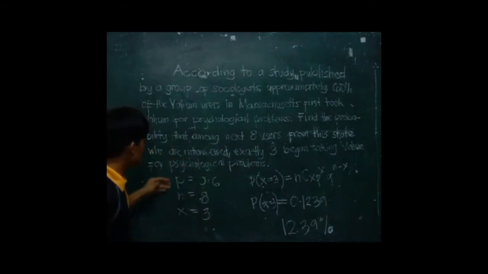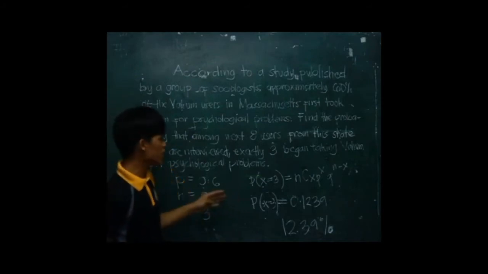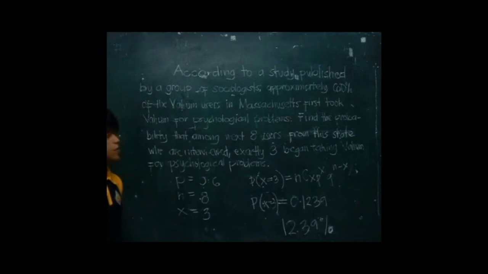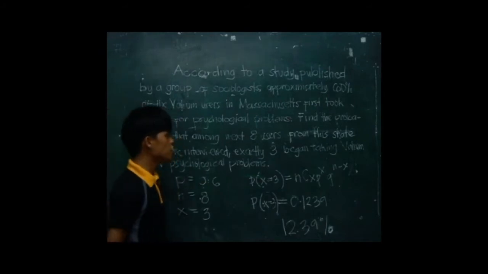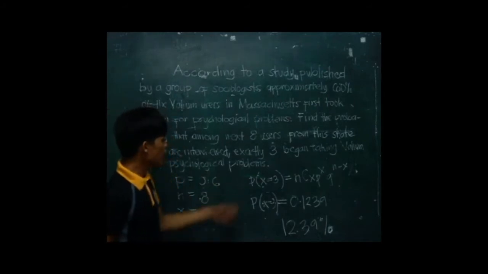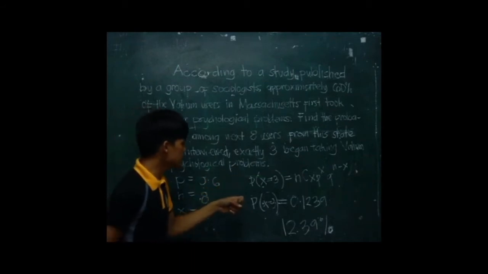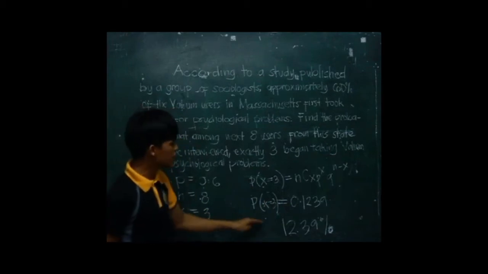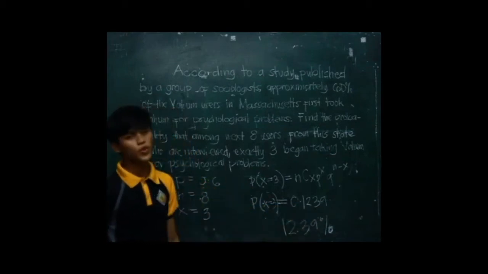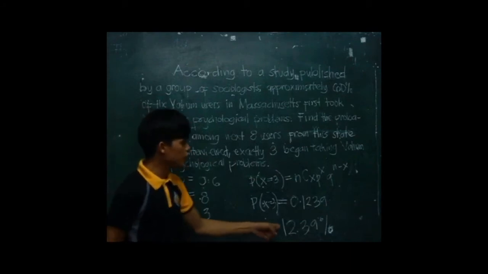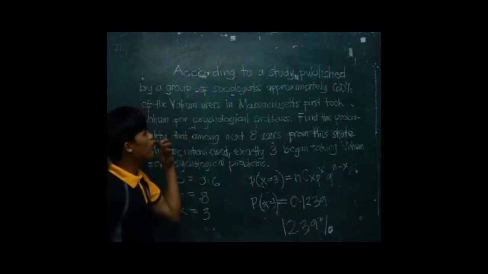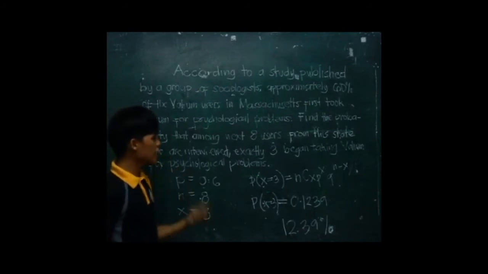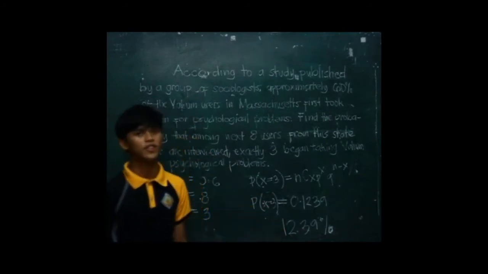Now these 3 values, we can just input to our formula, which is nCx p raised to x and q raised to n minus x. So right after inputting these values, we can solve for the final value and get 0.1239 or 12.39%. So the probability that among the next 8 users from this state who are interviewed, exactly 3 began taking Valium for psychological problems is 12.39%. So that's all. Thank you.